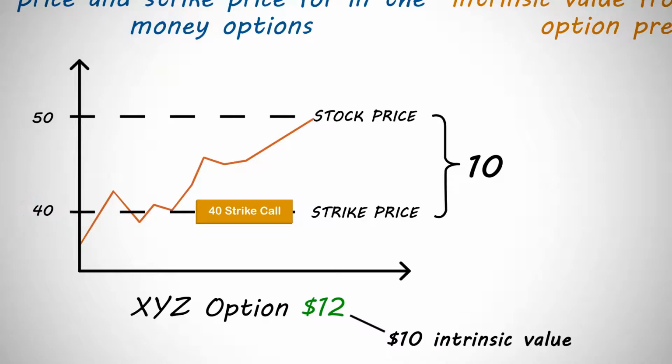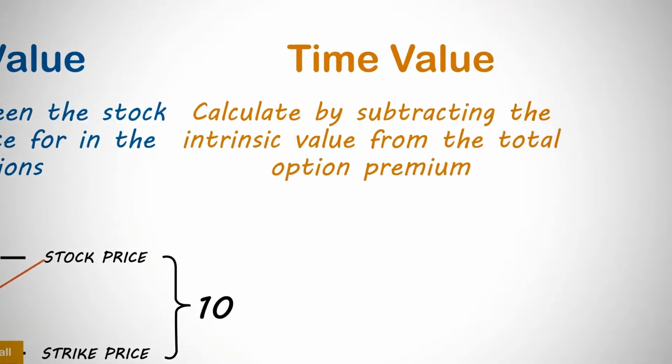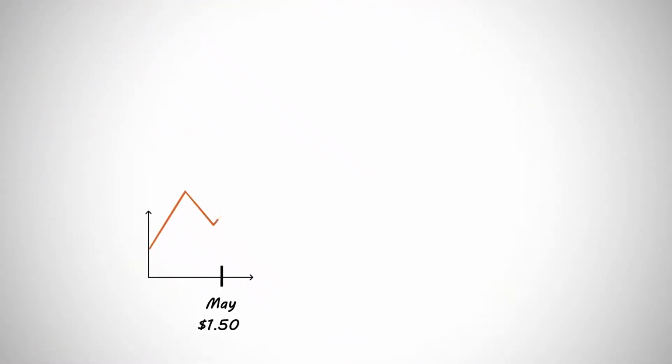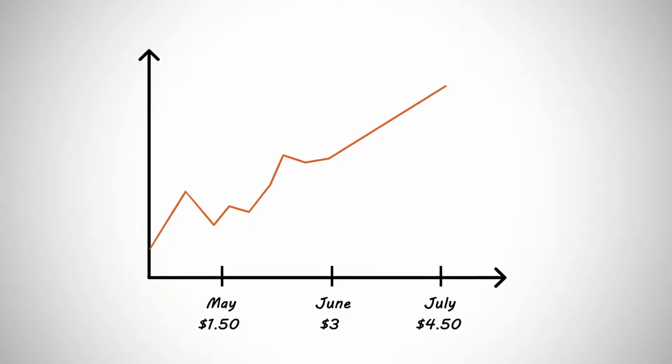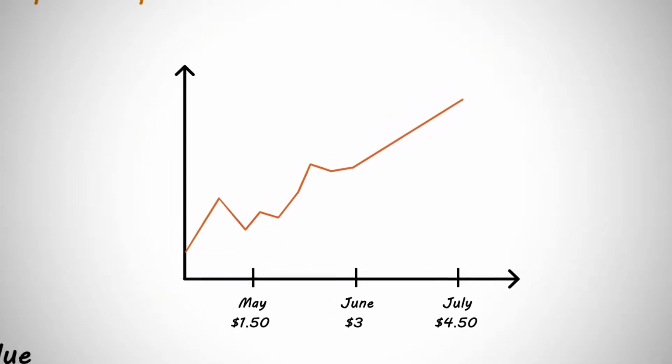If the 40 strike price call was selling for $12, it would be said that there is $2 worth of time value and $10 worth of intrinsic value. You can calculate time value by simply subtracting the intrinsic value from the total option premium. The more time you have to expiration, the more time value premium you're going to pay. This time value premium corresponds to the amount of time the option has to become more profitable. It would make sense that we would have to pay more for additional time to add further profits to the position. All right, that concludes this lesson on stock options.